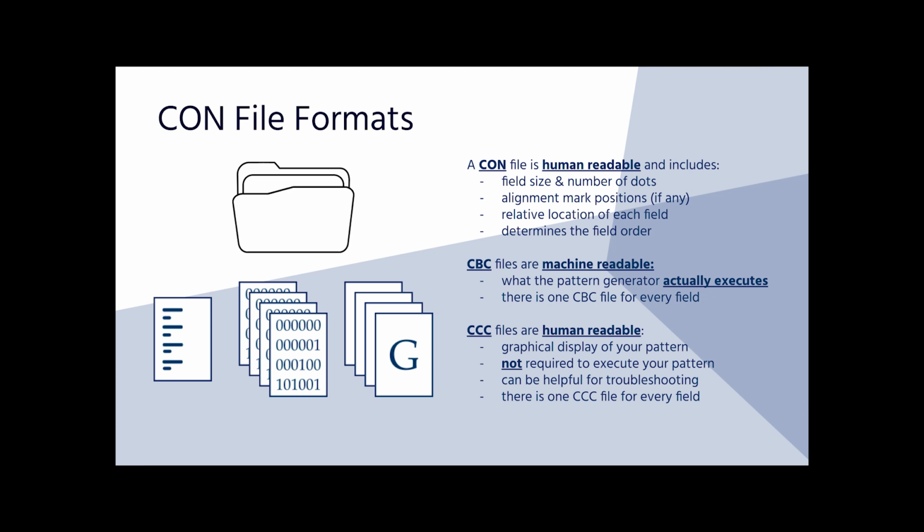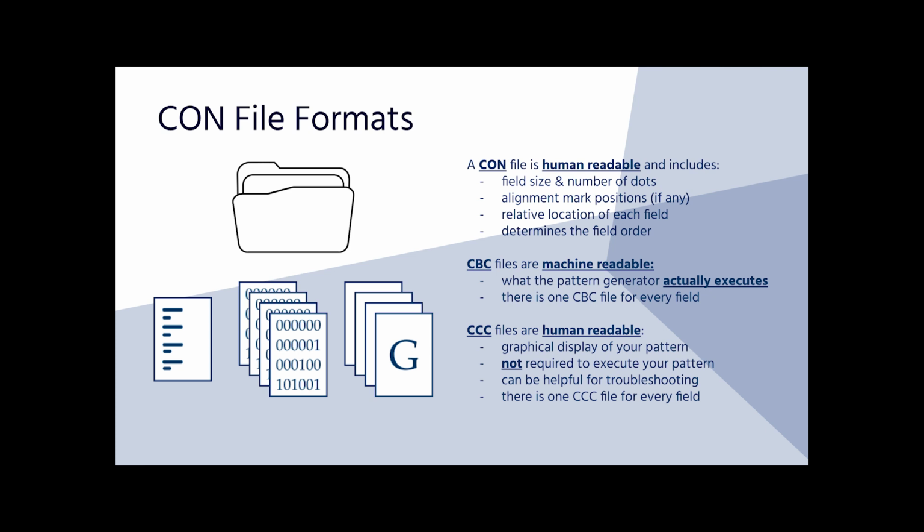We use the term CON file, but this is a catch-all term that actually refers to all the necessary files required to execute a write. A CON file itself is a human-readable text file that tells the tool what the field size and number of dots are, the location of any alignment marks, the relative location of each field, and the order in which fields are written. Think of this file as the set of instructions that tells the pattern generator what file to load next. CBC files are the instructions for the pattern generator.